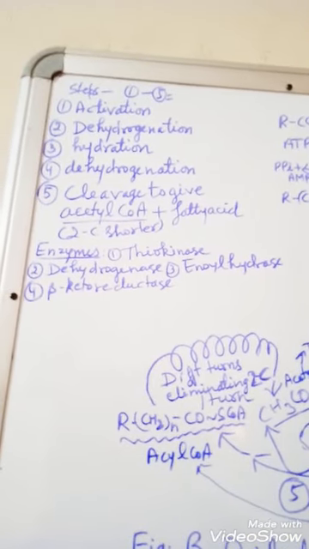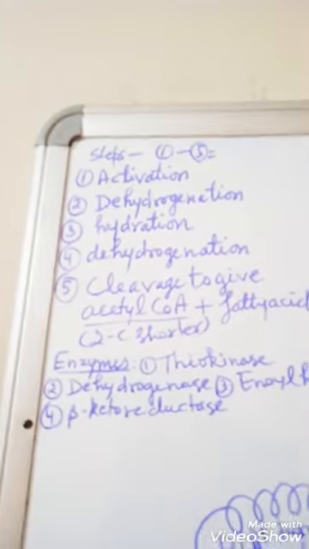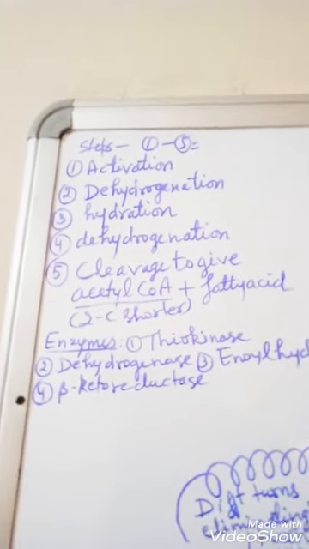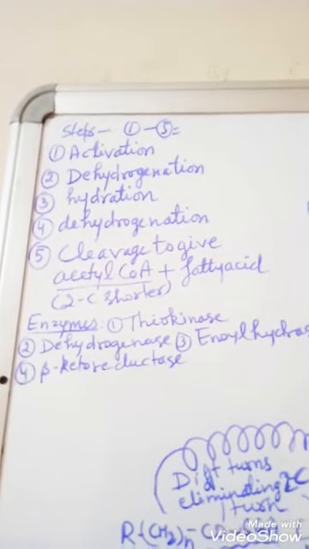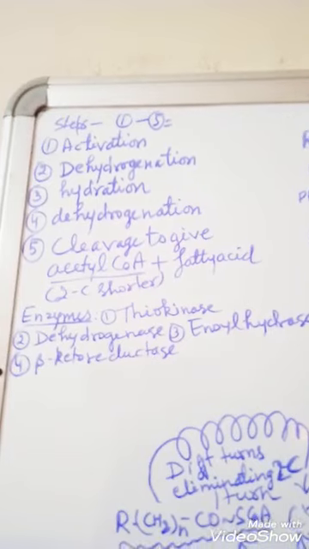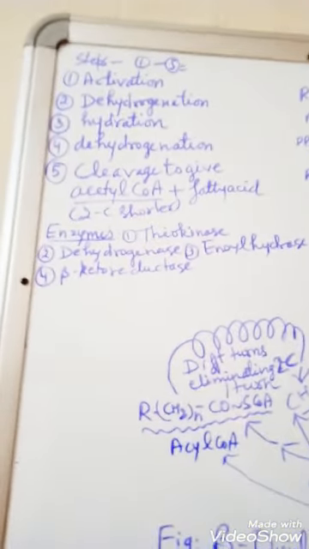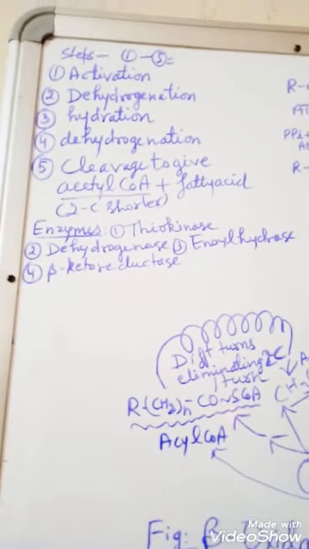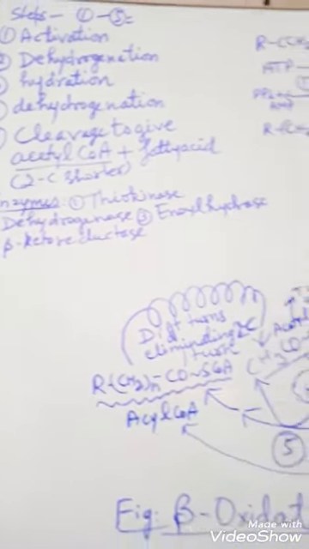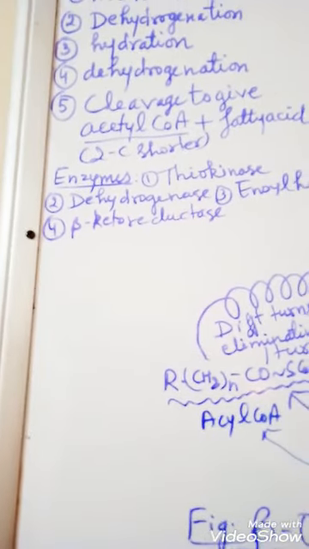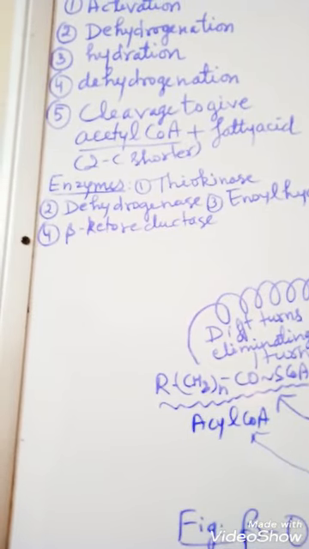So what are the 5 steps? These are the 5 steps that we could see during beta oxidation: activation, dehydrogenation, hydration, dehydrogenation and cleavage to give acetyl coenzyme A and fatty acid. Now what are the enzymes that play their role during each and every step? For the first step we have thiokinase, for the second step dehydrogenase, for the third step enoyl hydrase, and for the last step beta keto reductase.